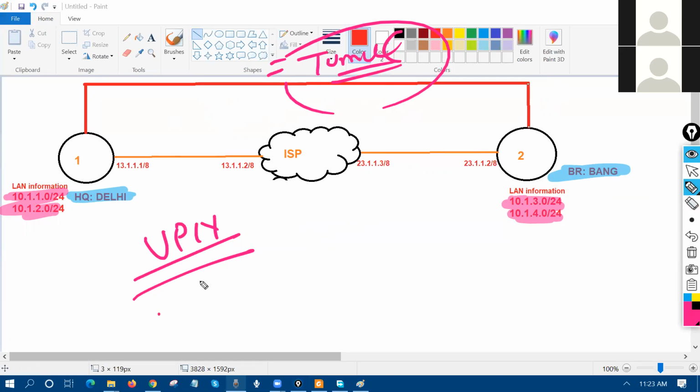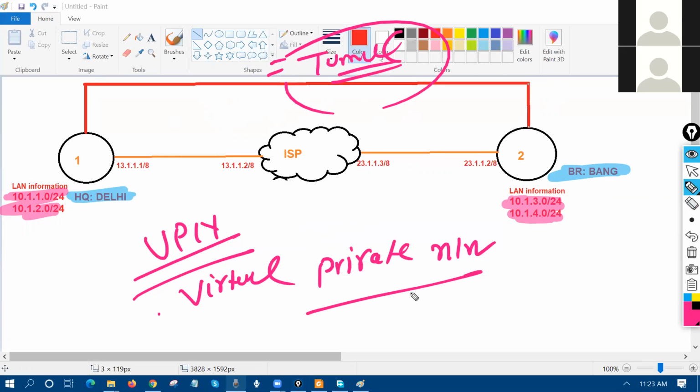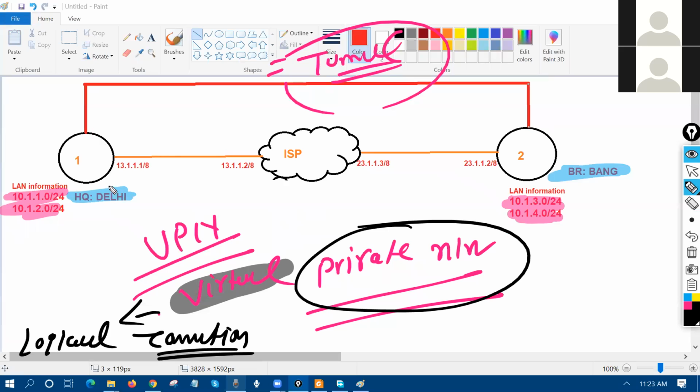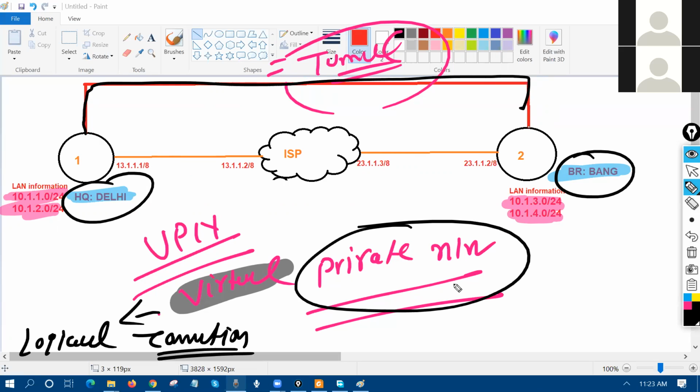VPN stands for virtual private network. The name is saying virtual, right? Virtual means it's present, but you cannot see it. It's a logical connection. What I'm going to do is create a private network between headquarter Delhi and the Bangalore branch office, over the ISP.